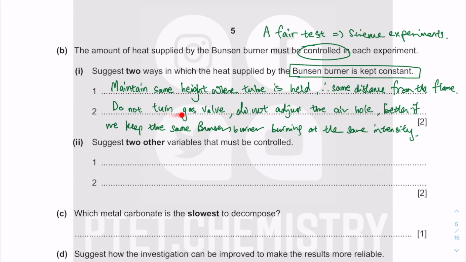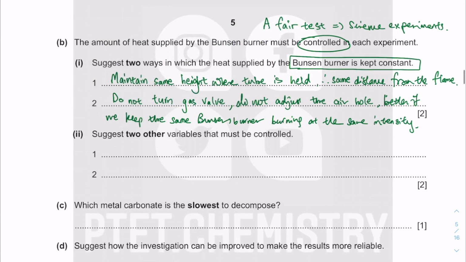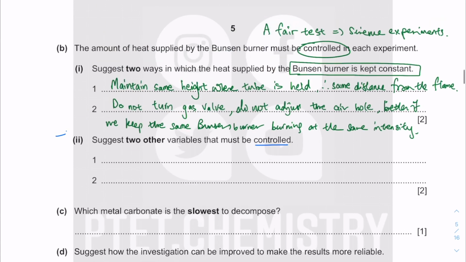Okay, but I guess if we don't turn off the gas valve, then essentially we don't turn off the Bunsen burner. So that's pretty much saying the same thing. All right. Control variable is one of those things that can affect the result of your experiments. So in this case, your experiment is decomposing the carbonate, giving off carbon dioxide, and you record or measure the time taken for the lime water to turn milky.